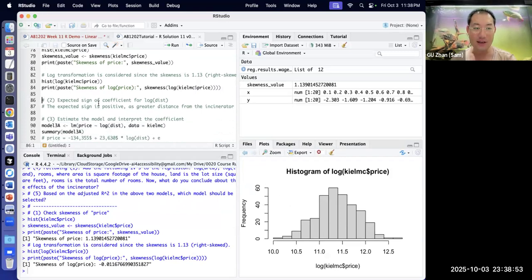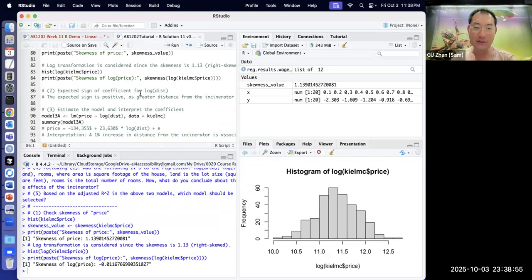Next, we're asking about the expected sign of the coefficient for log distance. Basically, we look at the distance to the incinerator. The longer the distance, in general, we want to live a little bit far from that.